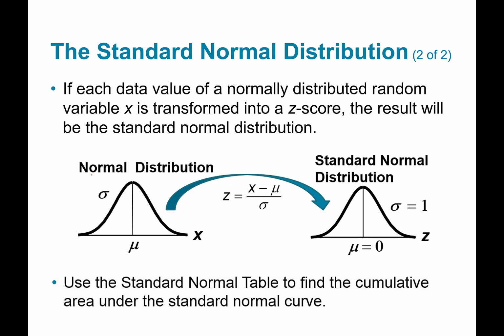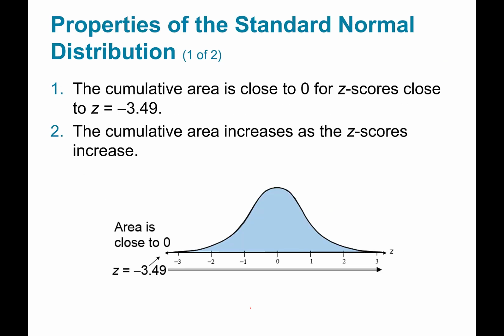We then have tables that we'll talk about that we can use to find the cumulative area under the normal curve, or in other words, to find probabilities for this normal curve. Remember, area is synonymous with probabilities. So if we want to find a probability, we find the area using our standard normal curve table, which we'll talk about. Now, some features and properties of the standard normal distribution.